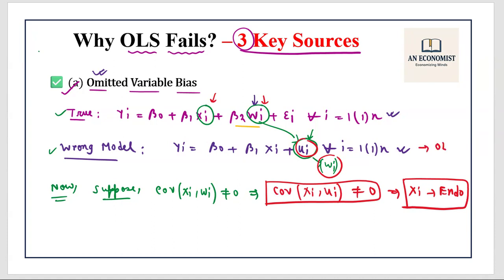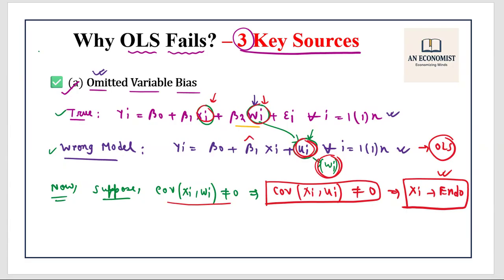Now, if you apply OLS in this model to find beta 1 cap, it will be biased and inconsistent due to the problem of endogeneity. I hope you got the logic, so let me repeat it. Suppose xi and wi get correlated with each other, and as I've told you, wi is in ui. So xi correlated with wi means xi is correlated with ui also, because wi and ui are correlated. That is what will make xi the endogenous variable in our model. Thus, the problem of endogeneity will arise.